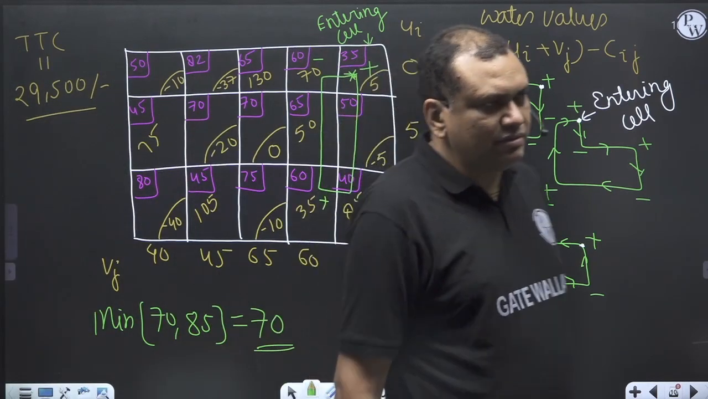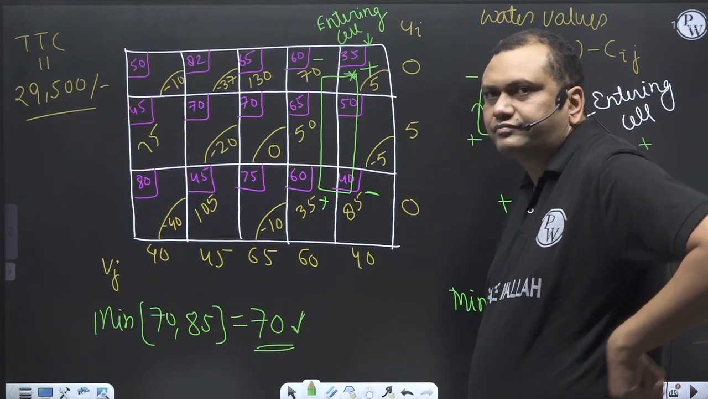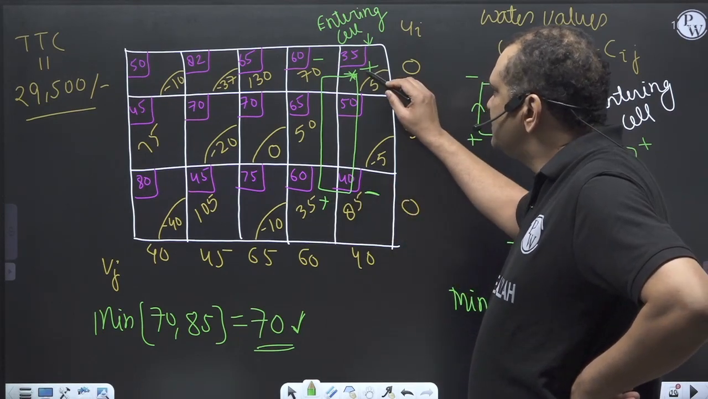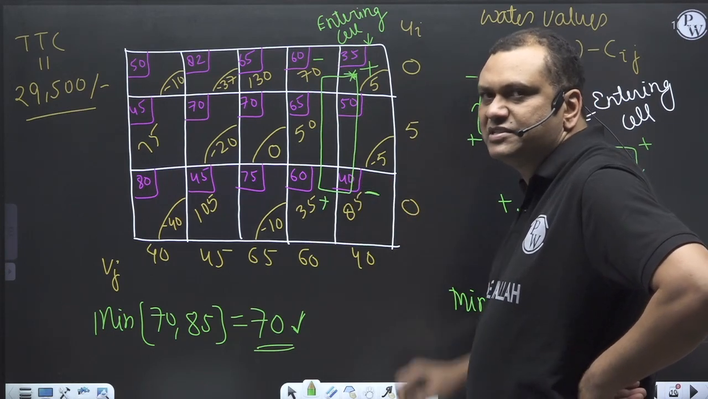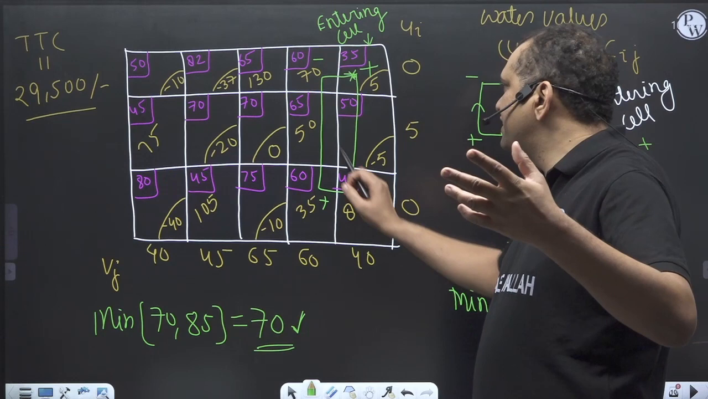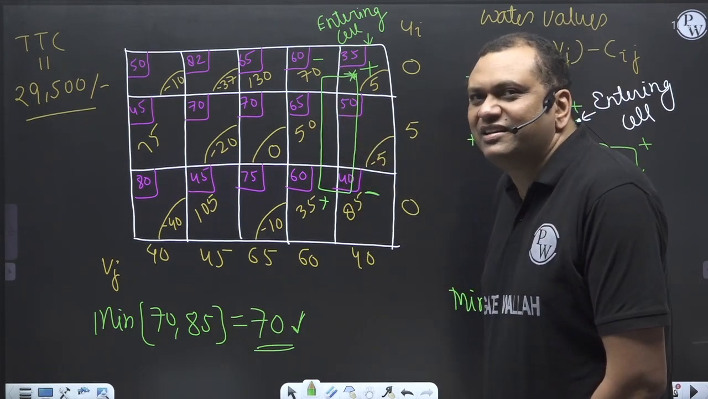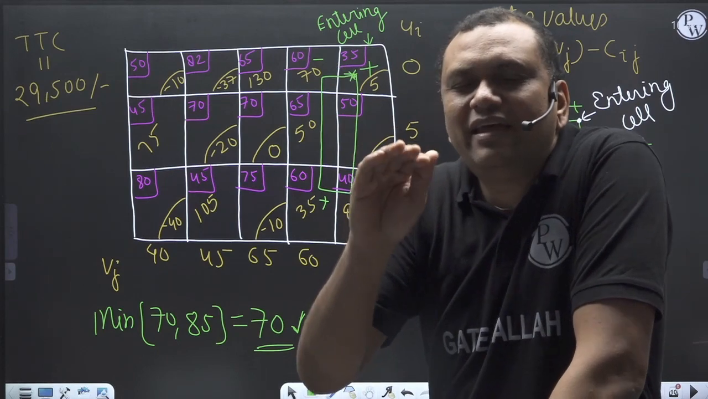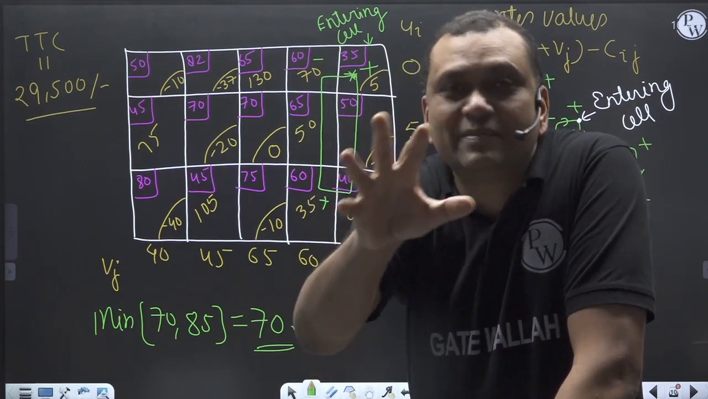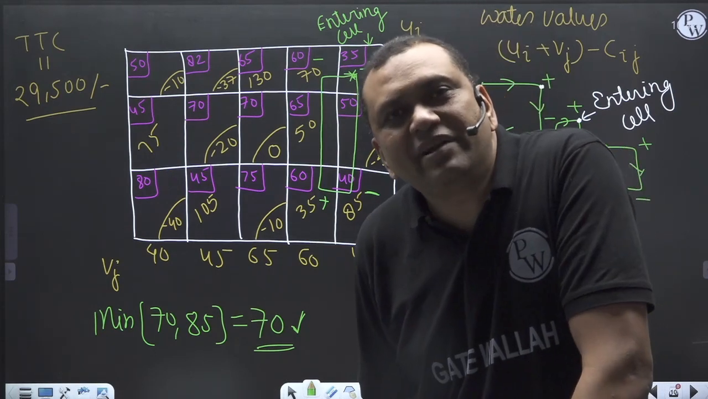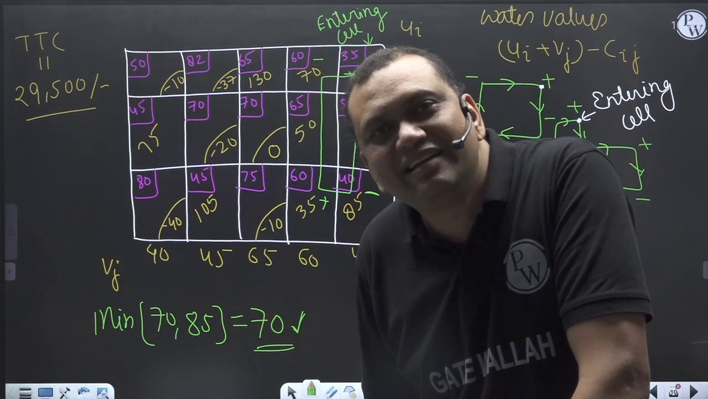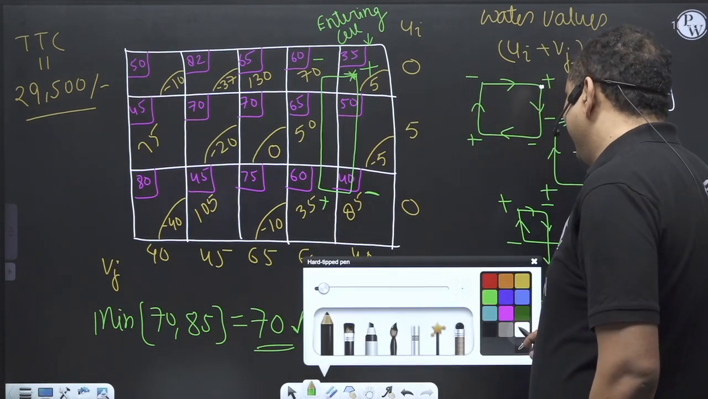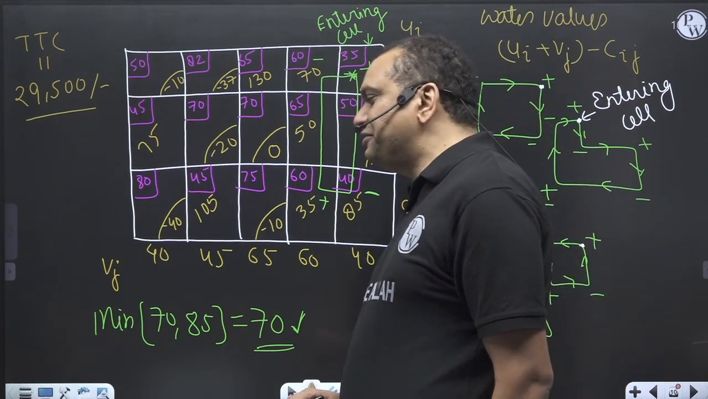So now what you should do, this 70, add at places wherever there is a positive sign. Here and here you add wherever there is a positive sign, and you subtract wherever there is a negative sign. Select the minimum value. This minimum value you add at the cell wherever there is a positive sign, and you subtract from the cells wherever there is a negative sign, and prepare a new table. I told you, right? This is the only place where you have to apply your mind.